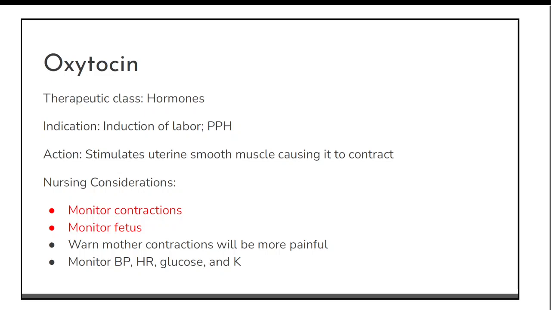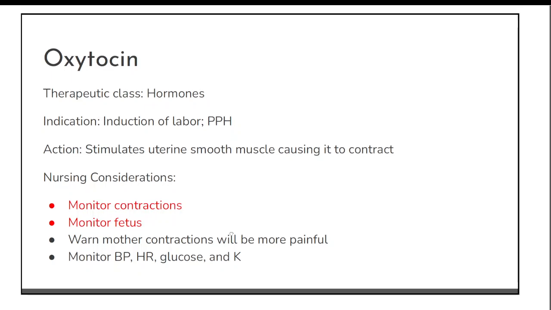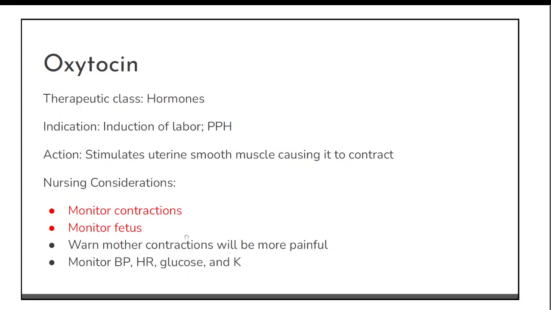So if we have postpartum hemorrhage and we give oxytocin, we cause that uterine smooth muscle to contract and clamp down, that's going to help stop the bleeding, which is why postpartum hemorrhage is the second major indication for oxytocin. So what do we need to monitor while we're giving this medication? Of course, the contractions. And if we're giving it for induction of labor, we need to monitor the fetus. Now, how do we do that exactly? We can't really see the baby. We can feel a little bit, but we can't really palpate or auscultate.